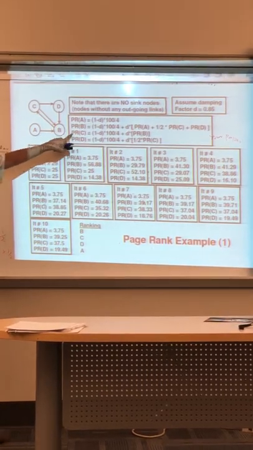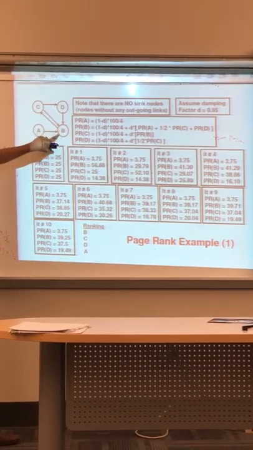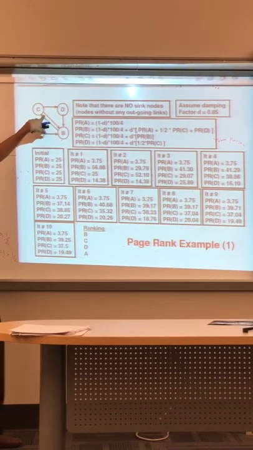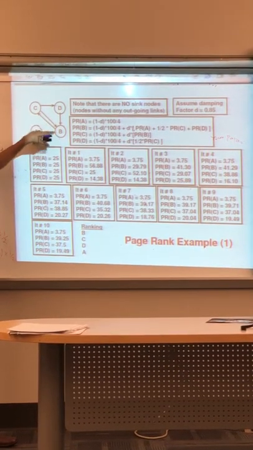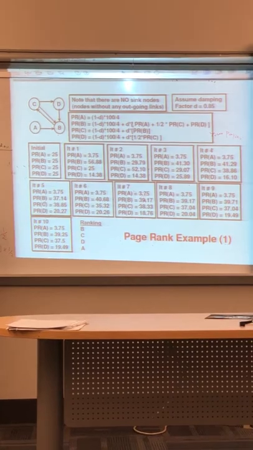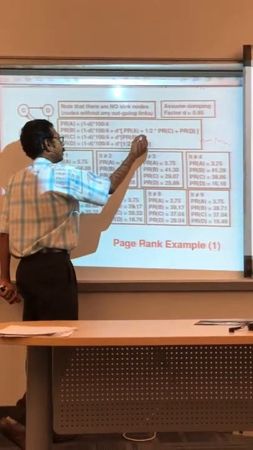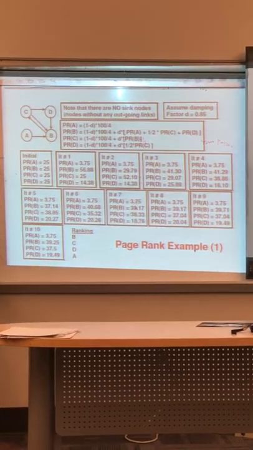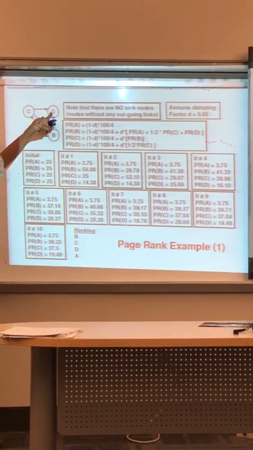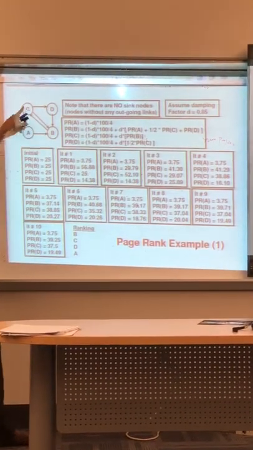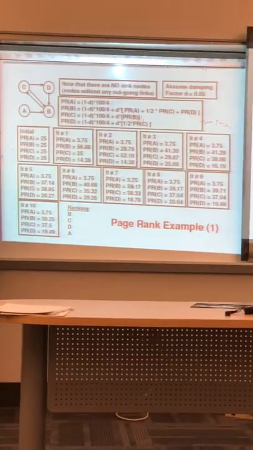Then page rank of C: (1 minus d) times 100 over 4, plus, since C has an incoming edge only from B, d times page rank of B times what? B has only 1 outgoing edge, so it's just 1 over 1. Okay, then for D, it has an incoming edge only from C, so it is d times page rank of C times 1 over 2, since C has 2 outgoing edges.